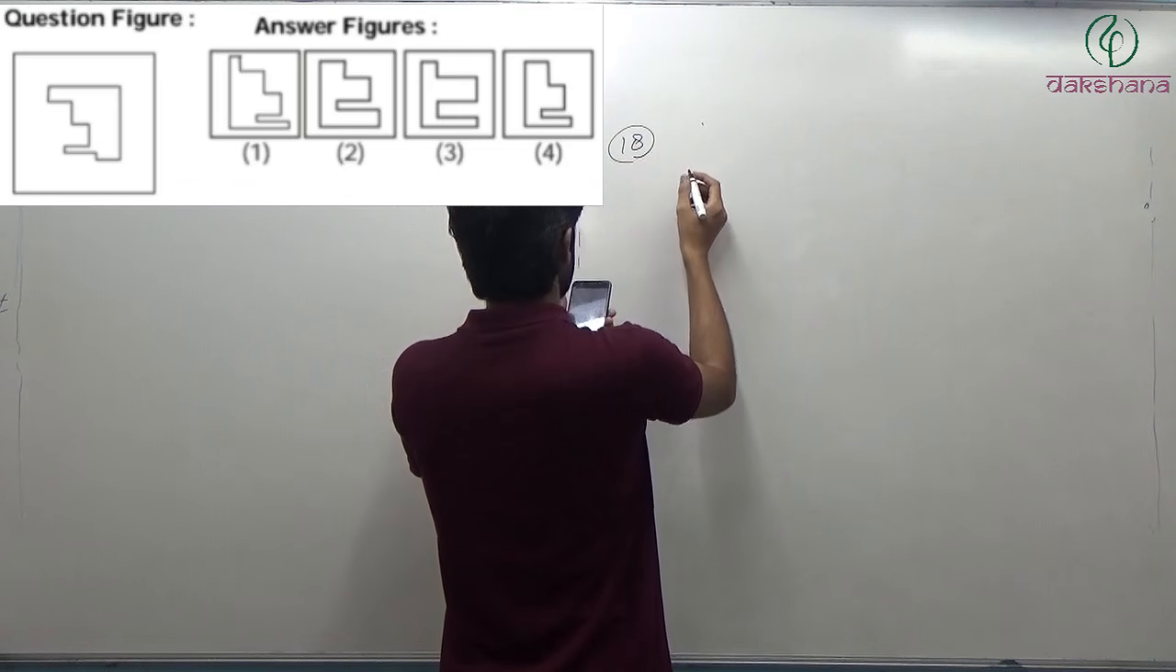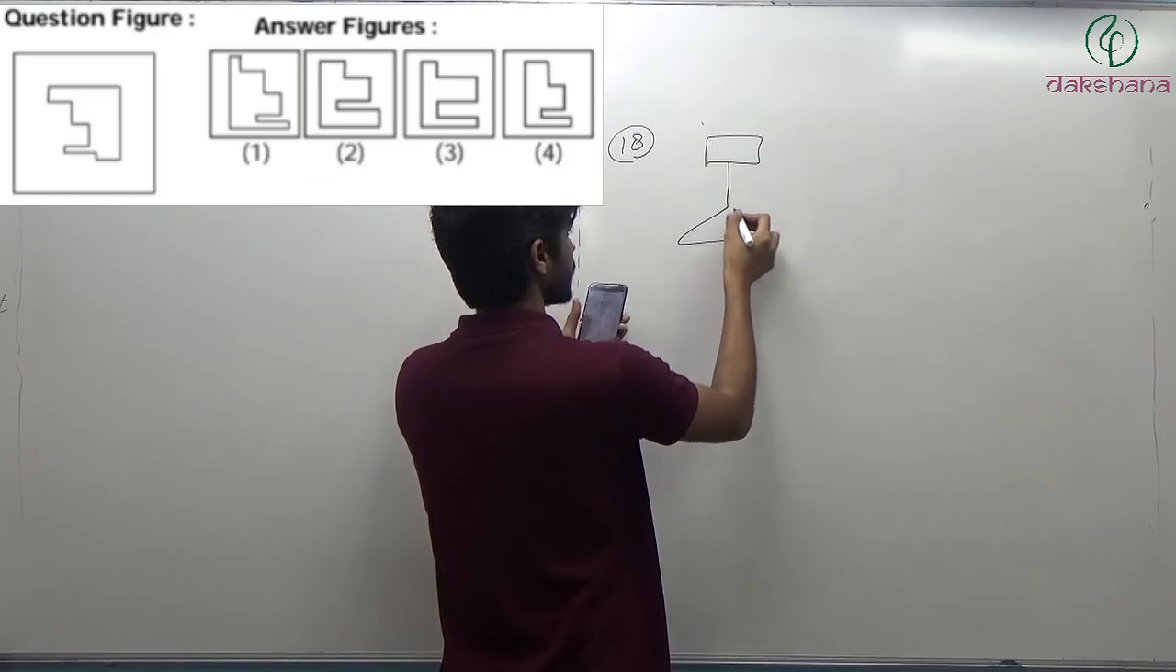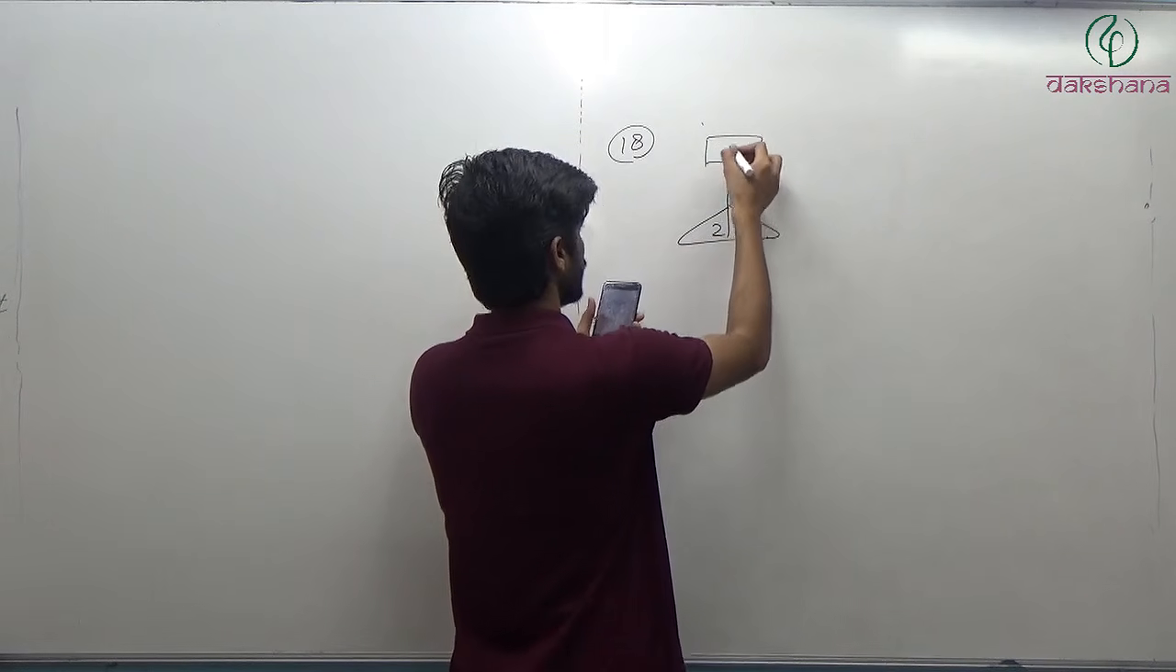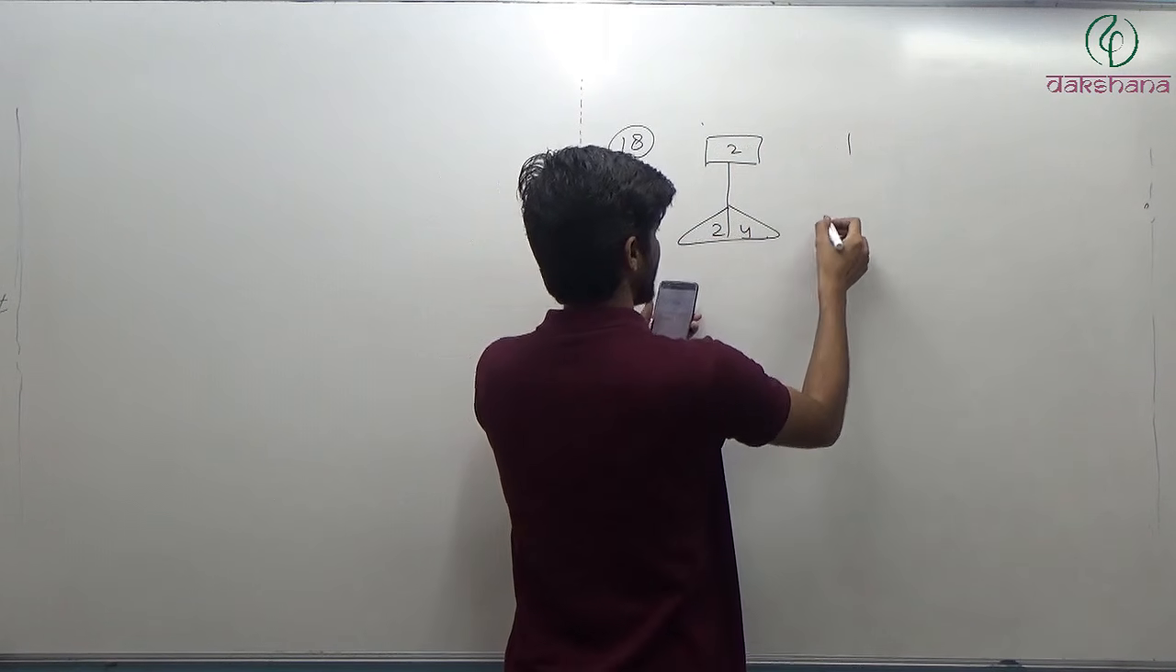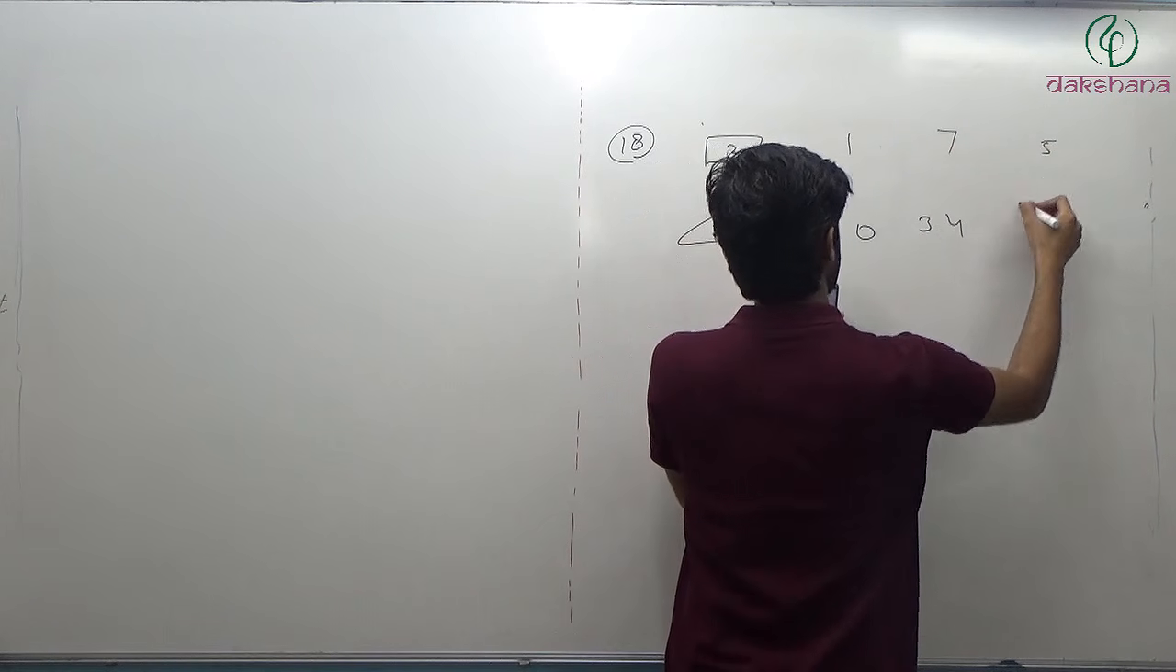Question number 18. So you have a random figure. Basically, you have this thing. Okay, 2, 4. You have 2. Then in the next figure, you have 1, 1, 0. You have 7, 3, 4. You have 5, 2, 3.